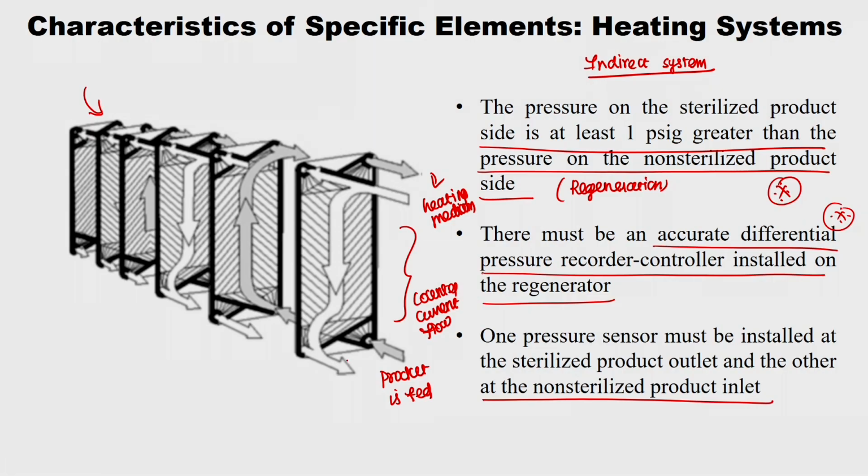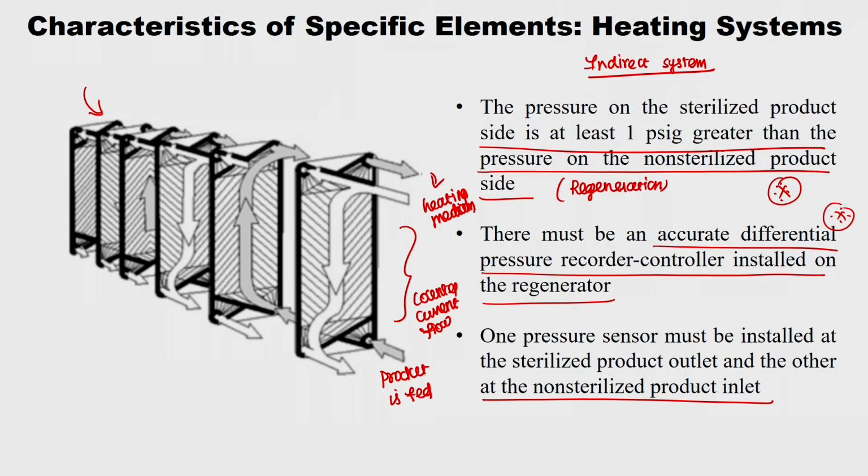Otherwise, plate type heat exchangers are used to sterilize homogeneous liquid foods. If there are particulates, then it is very difficult to handle in this system. So it is good for liquid products with homogeneous particle sizes of very small size, right? If the particulate size is 3 inch or more, then it will be very difficult to handle in this system. So it is best only for liquid products, right?